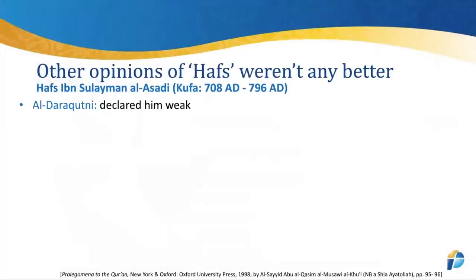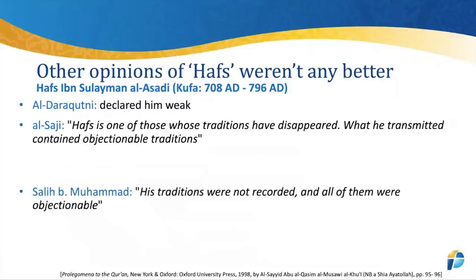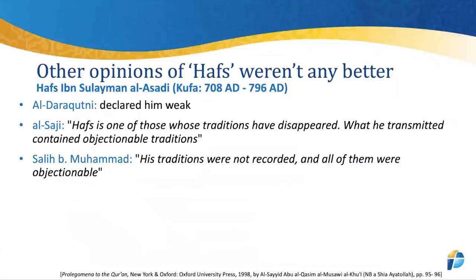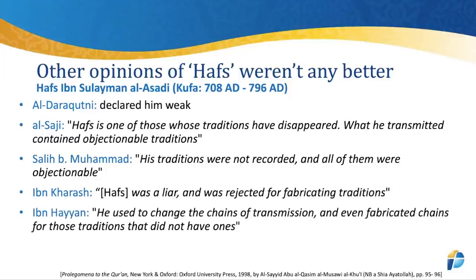We have Al-Daraqutni declared him to be weak. Al-Saji said Hafs is one of those whose traditions have disappeared. What he transmitted contained objectionable traditions. Salih ibn Muhammad had this to say of him: his traditions were not recorded, and all of them were objectionable. Finally, Ibn Kharash has this to say: Hafs was a liar and was rejected for fabricating traditions. Ibn Hayim said this: he used to change the chains of transmission and even fabricated chains for those traditions that did not have ones.